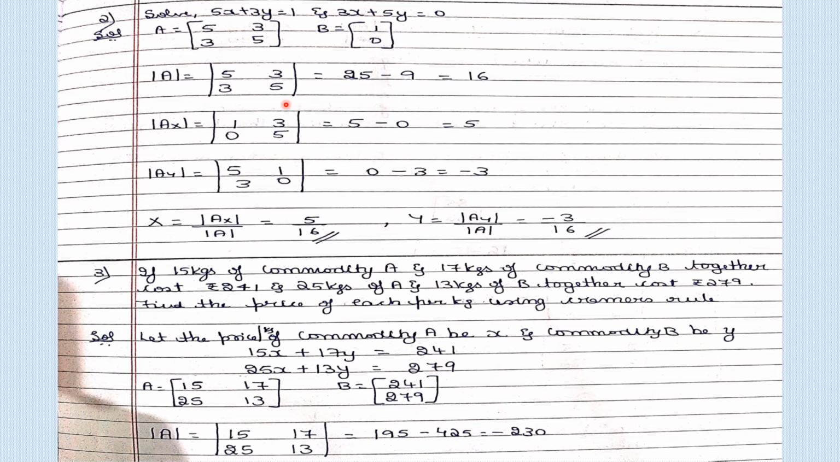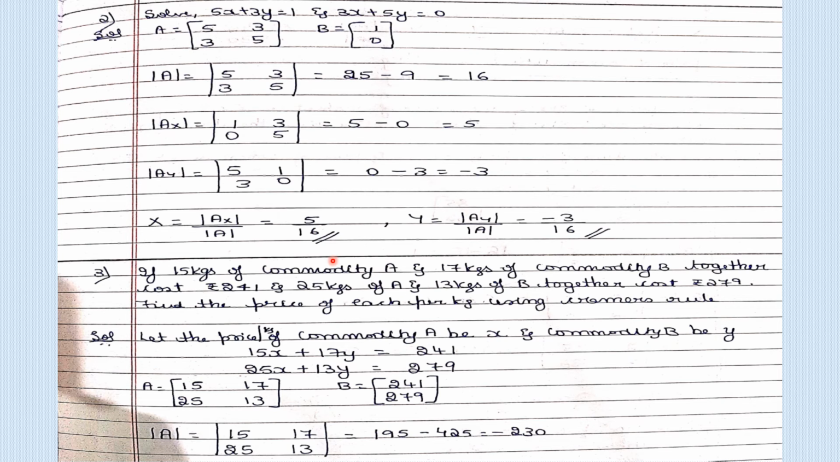As I told earlier, whenever you are calculating the determinant of Ax, the x value will always get changed. In the place of x, you are supposed to write the value of b: 1, 0 and 3 and 5. 5 ones is 5, 3 zeros is 0, so you will get the value as 5. In the place of y, you will write the value of b. 0 minus 3 will become minus 3. Then find out the value of x and the value of y.